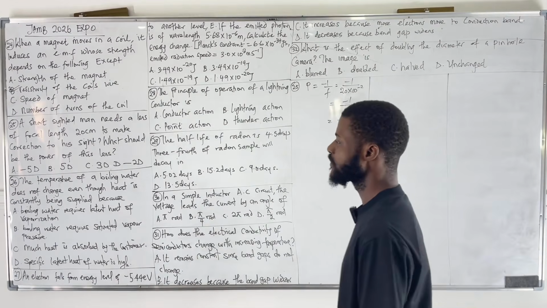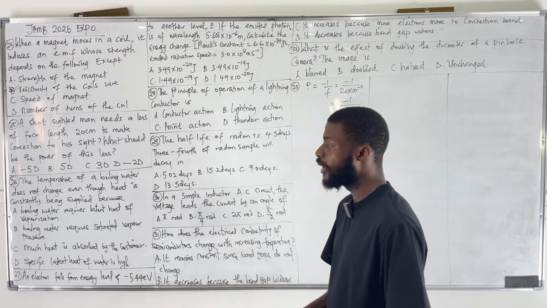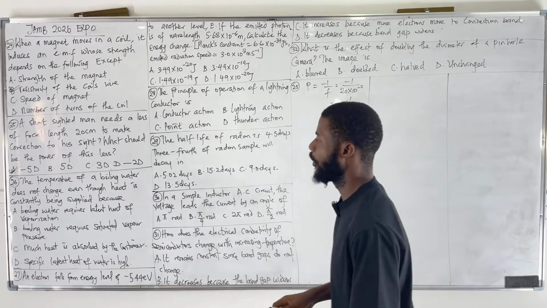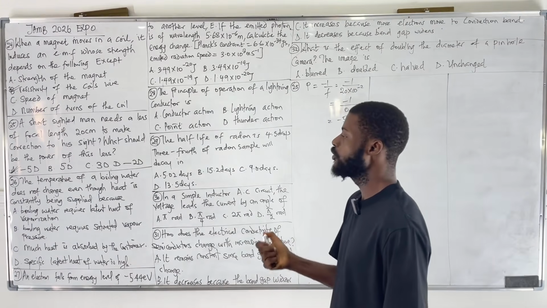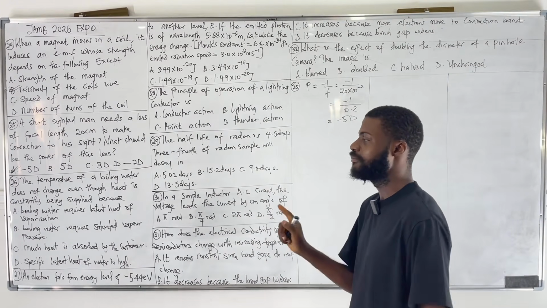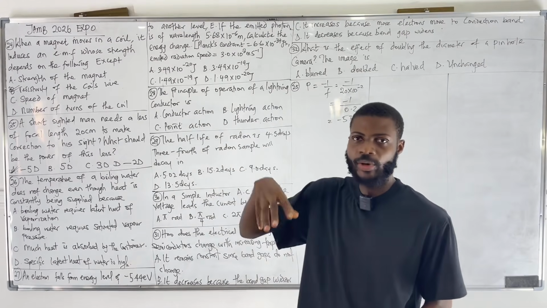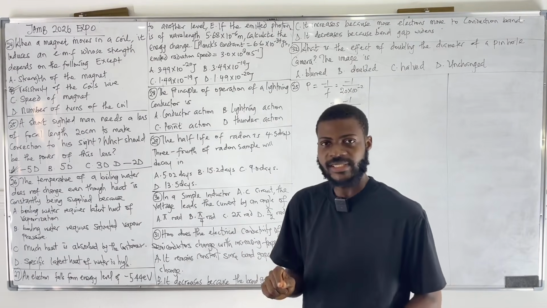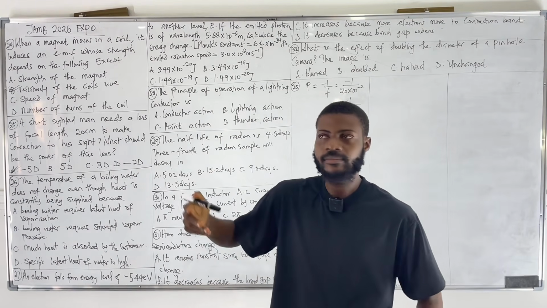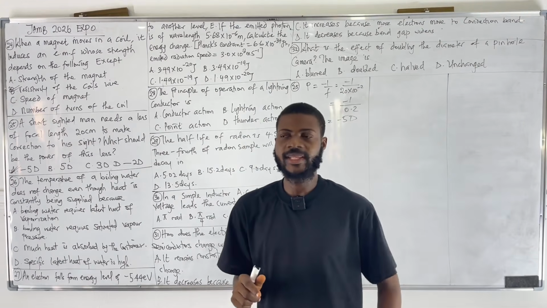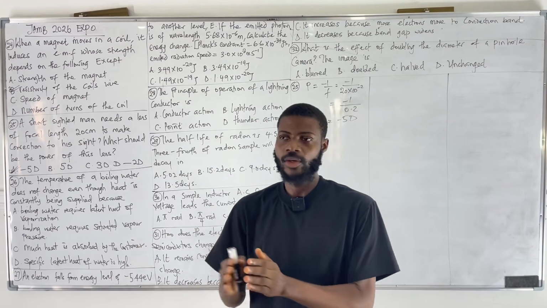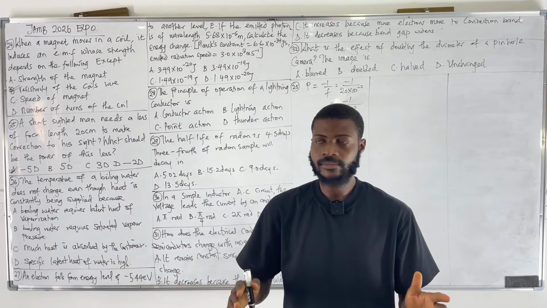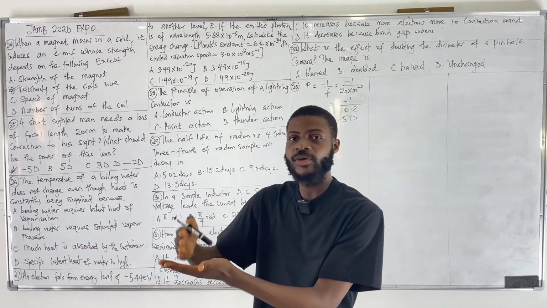Number 26. The temperature of a boiling water does not change, even though heat is constantly being applied, because dash. So the answer for that one is A. When the water is boiling already, if you increase the heat, that very temperature is still the same. Because when it starts vaporizing, take note that anything that has to do with water vaporizing or turning into ice depends on latent heat. When it's vaporizing, it depends on the latent heat of vaporization.